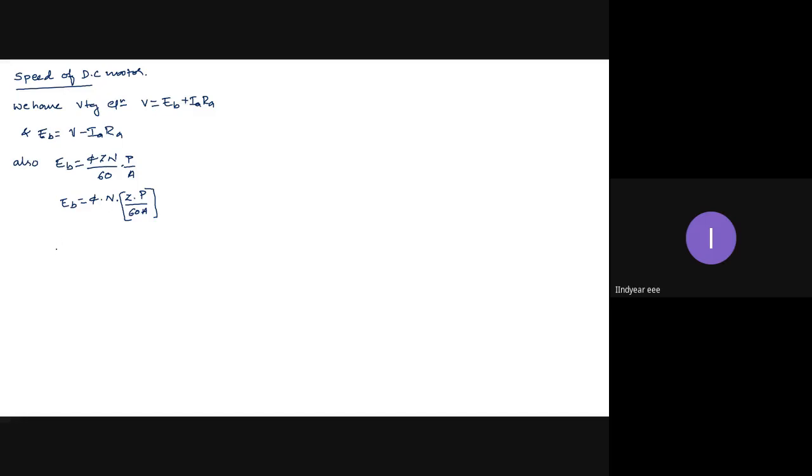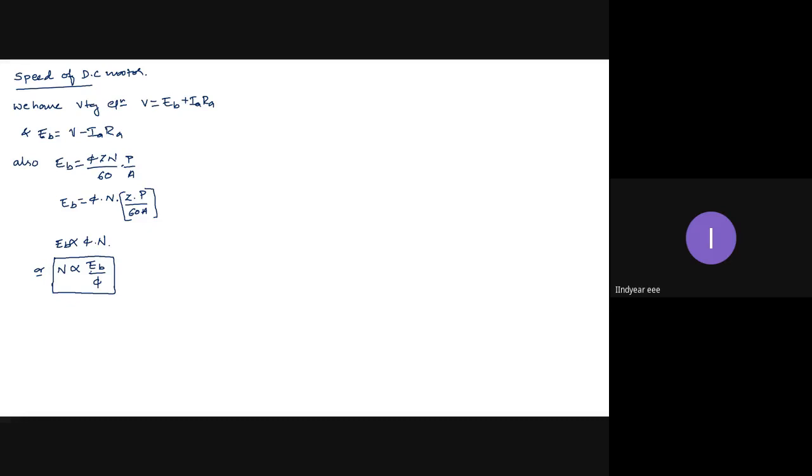So EB is proportional to flux and speed, or speed is proportional to EB by flux. This is a very, very important relation. You should always remember it in case of DC machines.